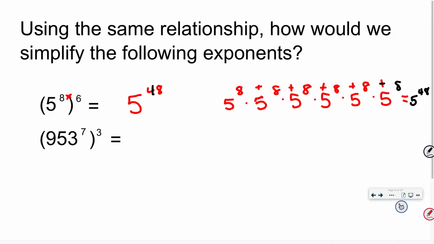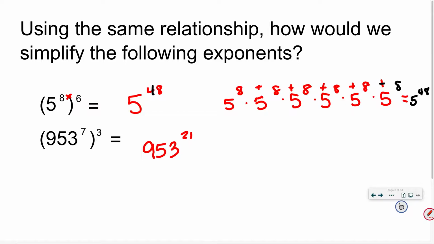How about 953 to the 7th raised to the 3rd? Whoa. 953 to the 21st power. Yeah, again, it doesn't really require an additional calculation. We're not looking to necessarily raise that base to the power and calculate it out. Right now, we're just working on simplifying. There's another way that you might see the power to a power.